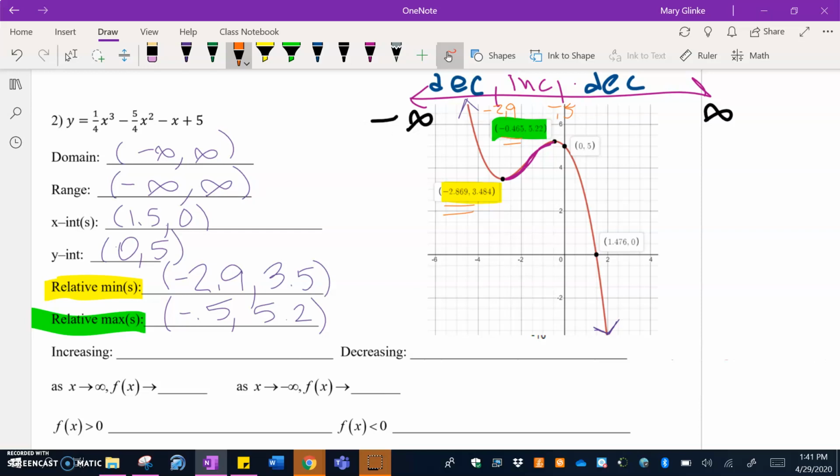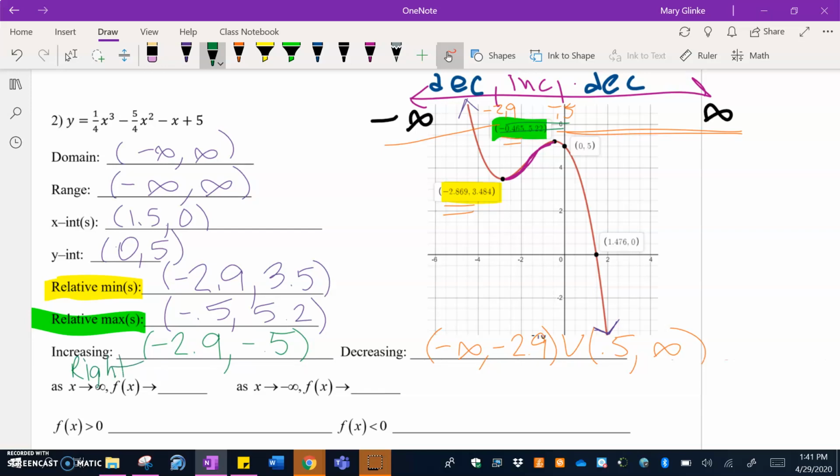So decreasing is this first chunk, so negative infinity to negative 2.9. And then again with union, this second chunk over here, which starts at negative 0.5 and then goes to the right for forever. Increasing is this other one in the middle here, everything in between negative 2.9 and negative 0.5. My end behavior as I went to the right, my graph has an arrow pointing down. So since it's down, it's towards negative infinity. As I went to the left, my arrow was pointing up, so my graph is going up to positive infinity.